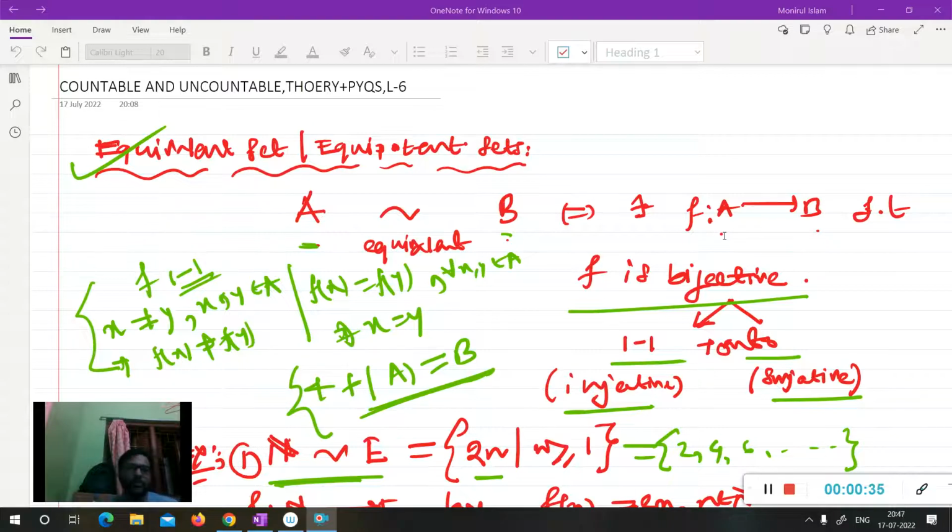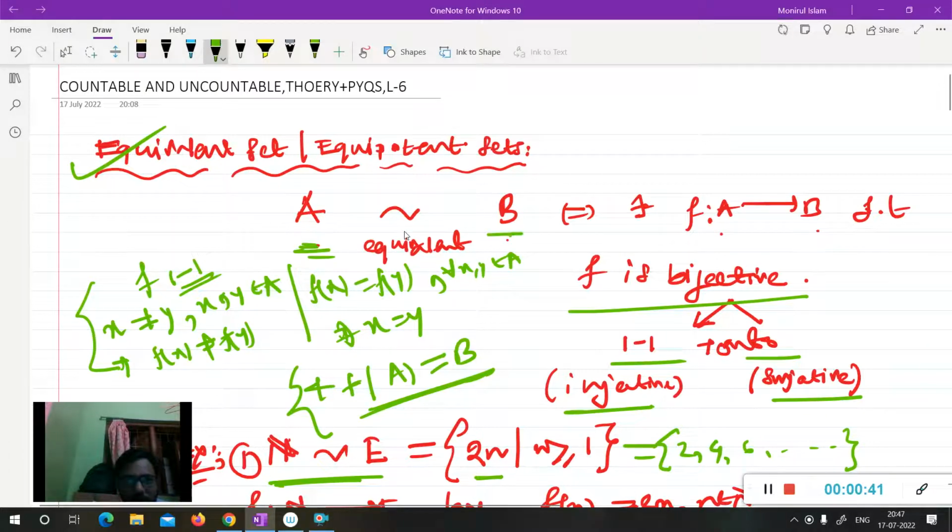Let us start. Equivalent set. Two sets A and B are said to be equivalent if there is a mapping f from A to B that is bijective. Bijective map means it is one-one and onto, that is, it is an injective map and a surjective map also.